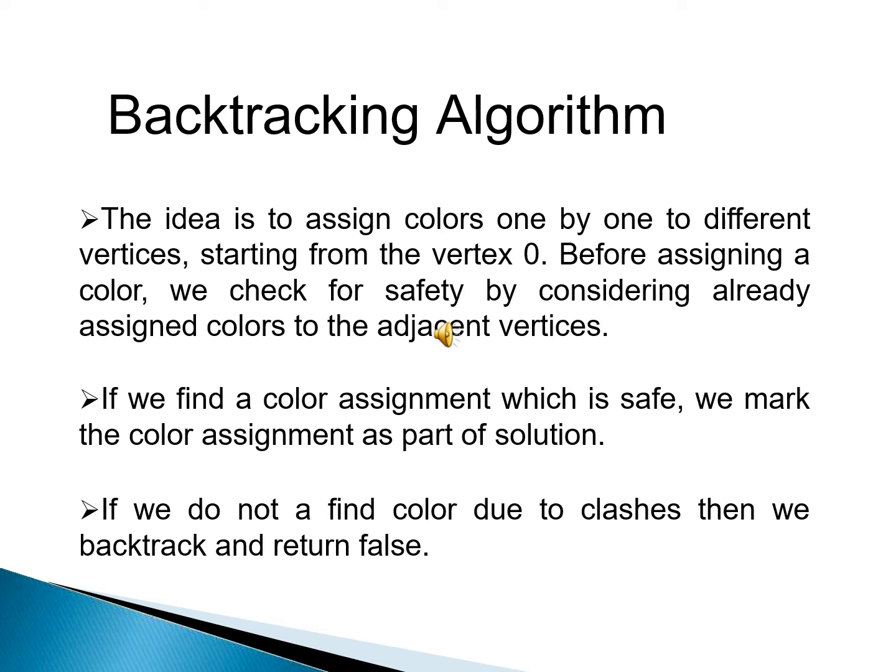The backtracking algorithm for graph coloring is as follows. The idea is to assign colors one by one to different vertices starting from vertex 0. Before assigning a color, we check for safety by considering the already assigned colors of the adjacent vertices. If we find a color assignment which is safe, we mark it as part of the solution. Otherwise, if we do not find a color due to clashes, then we backtrack and return false.